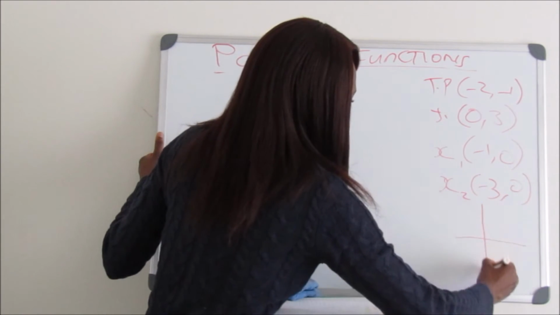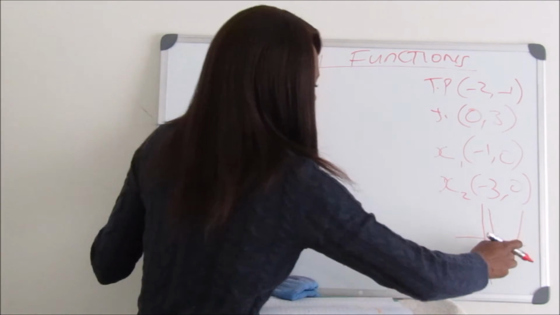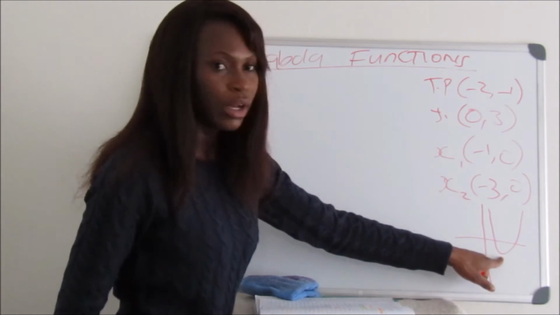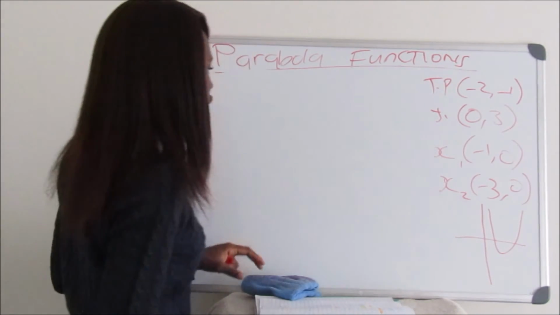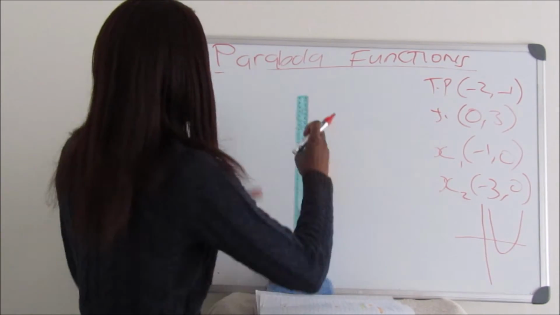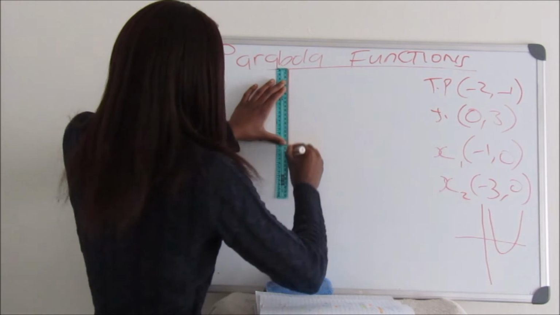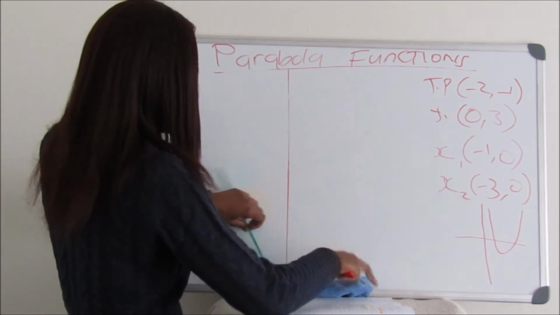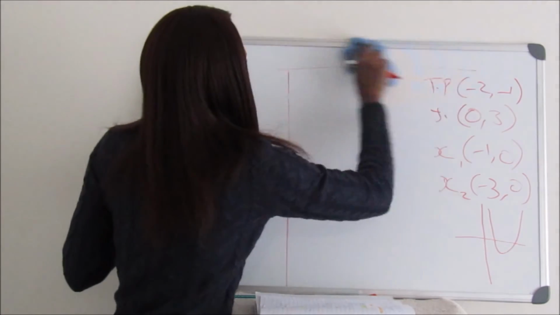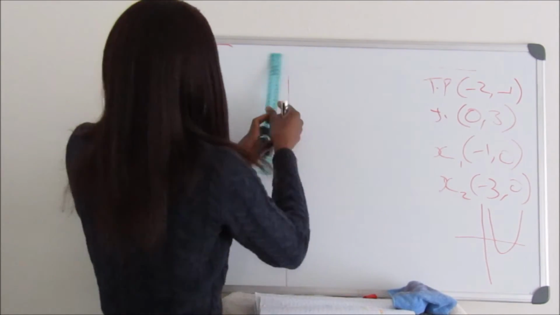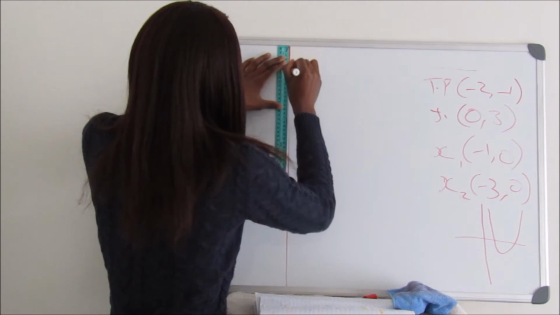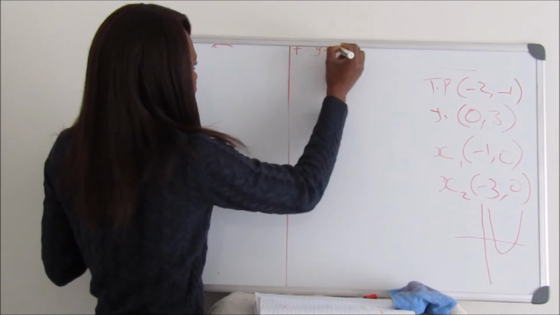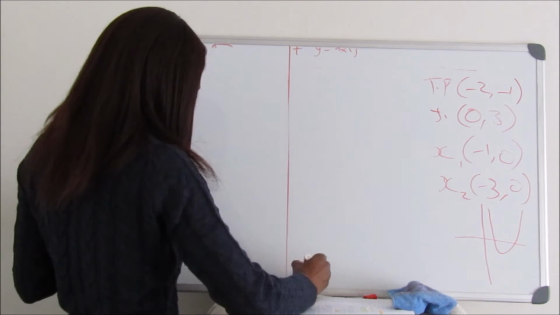And we already know that our graph has to be concave up because our a is greater than 0, and our turning point is the minimum value of the graph. Okay, from here we construct the graph. Remember, when you draw a graph, you must always make sure that you name your axes. So this one that I'm drawing here is our y-axis. This is our positive y-axis. This is our negative y-axis.